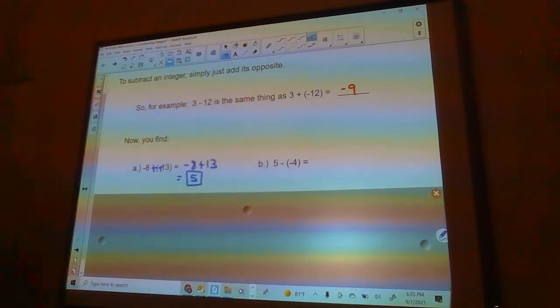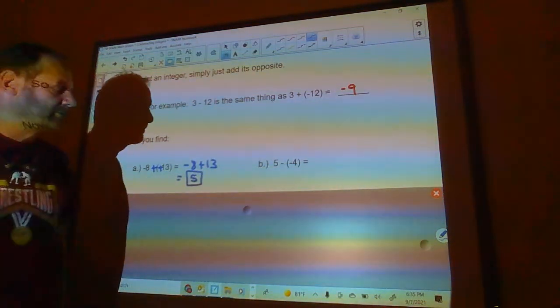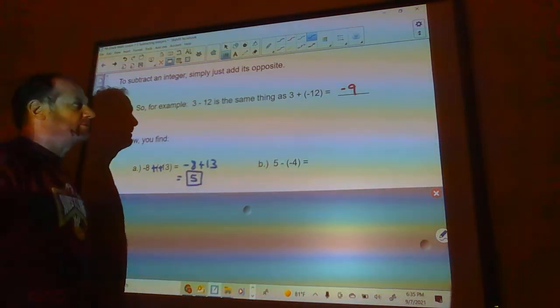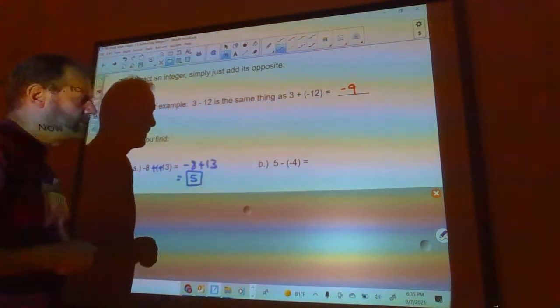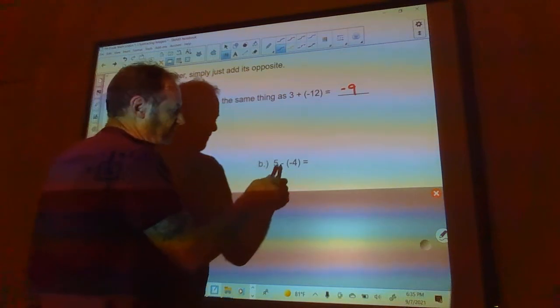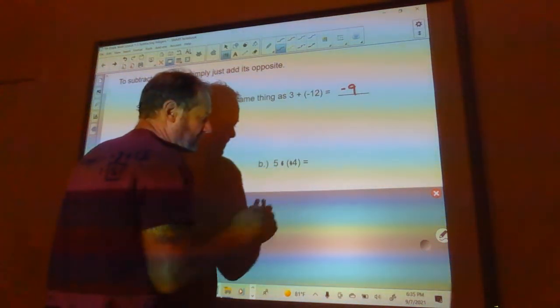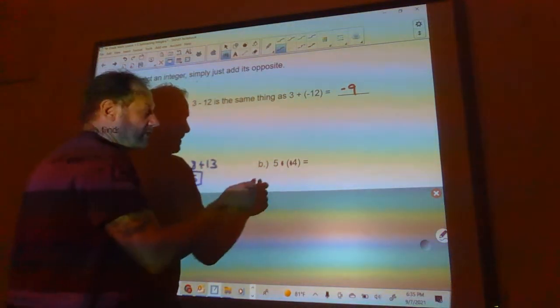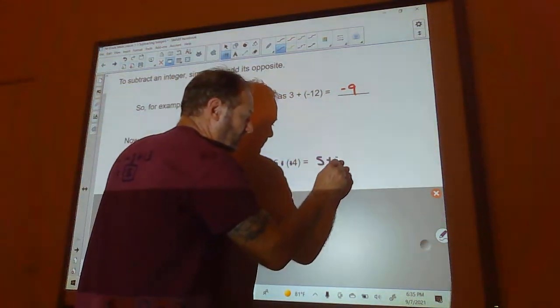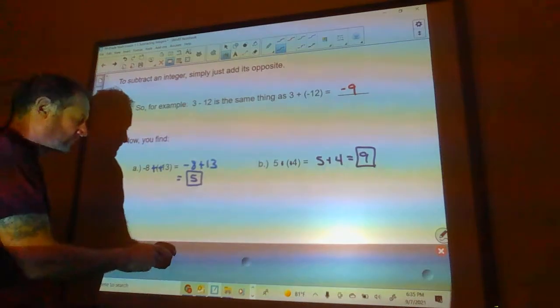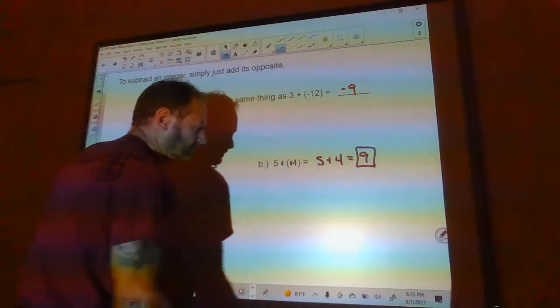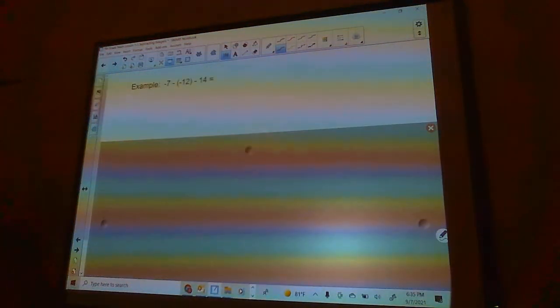Okay? I'll let you do this one really quick. Just pause the video, do this, and then jump back on and make sure you got it right. So again, 5 minus negative 4, those cancel each other out, and you get 5 plus 4, which is 9. Piece of cake, right? Okay, so much for review.